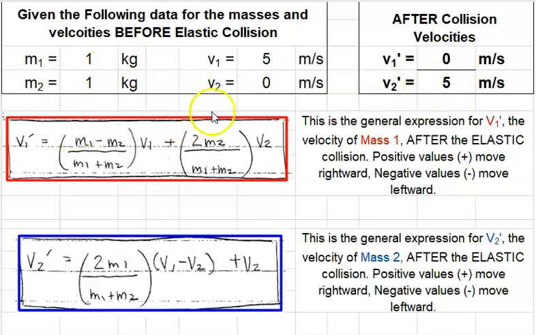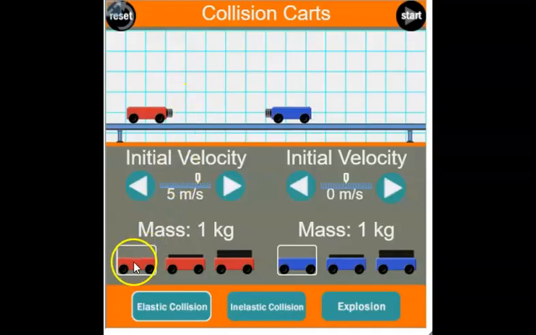So the red car traveling at 5 meters per second will hit the stationary blue car, and the red car will stop, and the blue car will absorb all of its momentum and energy and continue off at 5 meters per second. Let's run that in the simulation. Here you can see I've made the masses of both cars equal to 1 kilogram, and I'm going to set the initial velocity of the red car to be 5 meters per second to the right, and the blue car will be at rest at 0 meters per second. Let's start the simulation and see what happens.